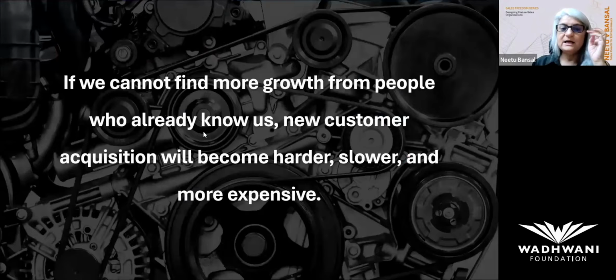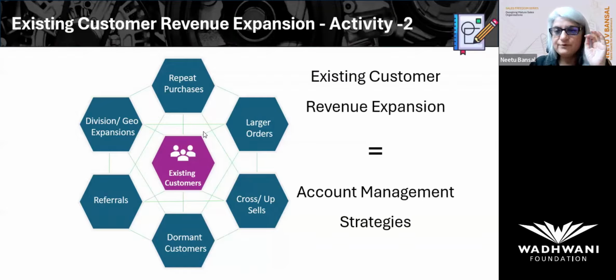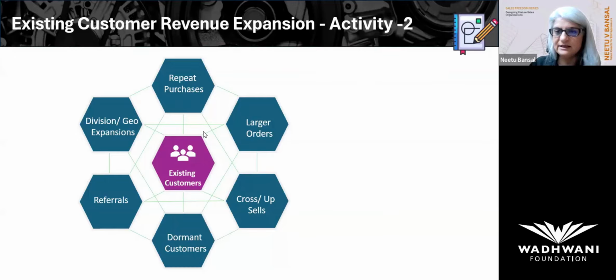So the same logic is that if you cannot find growth from people who already know you, believe me, it's going to be so much harder to convince complete strangers to do business with you. Okay. So keeping that in mind, this is the activity that you will be doing. I want you to look at your existing customer expansion, out of these six different areas, and identify where is the existing opportunity for you.